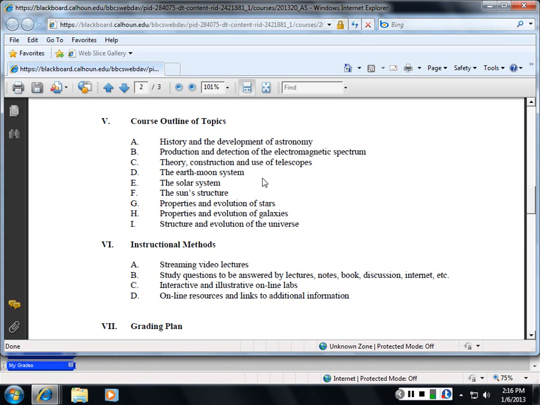The sun's structure, we'll study what's inside the sun. Obviously, we'll never actually go into the sun. Any kind of probe that we would send into the sun would melt. But there are ways to obtain information about what's happening inside the sun. So we'll study that. Properties and evolutions of stars and galaxies. We'll study that through the course as well, and the structure of the universe.